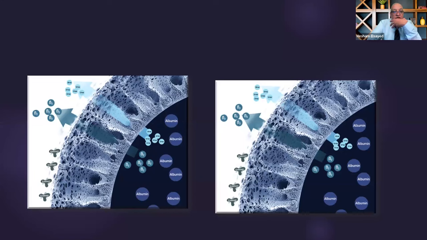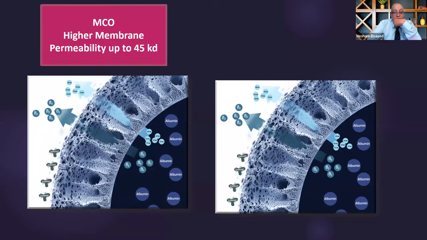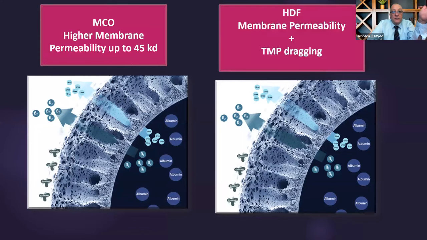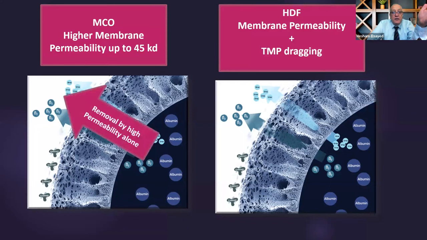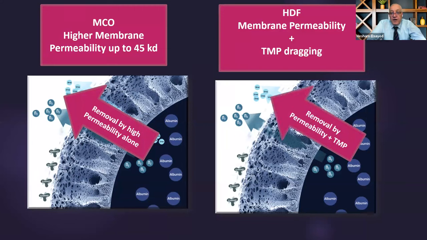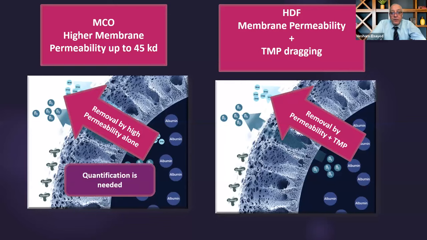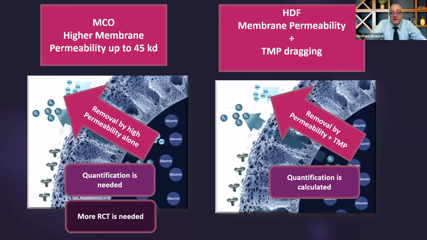The techniques of HDX and hemodiafiltration are different. In hemodiafiltration, you are using transmembrane pressure. However, in medium cut-off, you don't use any transmembrane pressure; you are using a medium cut-off membrane. You rely in hemodiafiltration on transmembrane pressure dragging. However, in expanded dialysis with a very porous medium cut-off membrane, you remove by permeability, while in hemodiafiltration, removal is by permeability and the pressure gradient. So quantification is needed; however, the quantification is calculated in hemodiafiltration. More randomized controlled trials are needed in HDX.